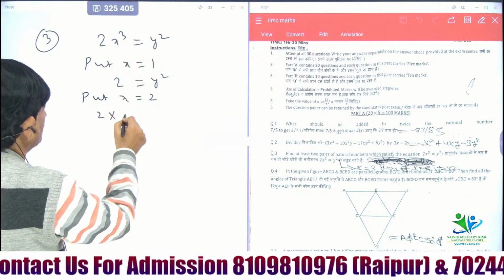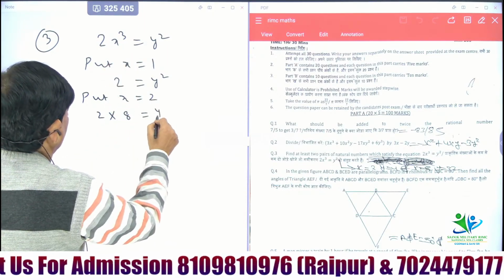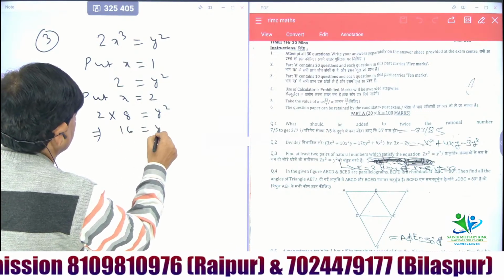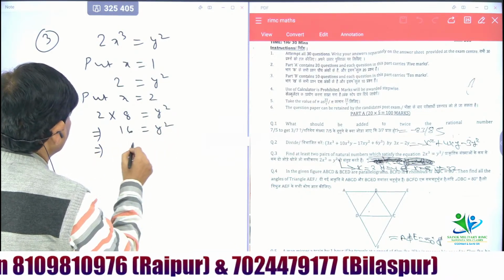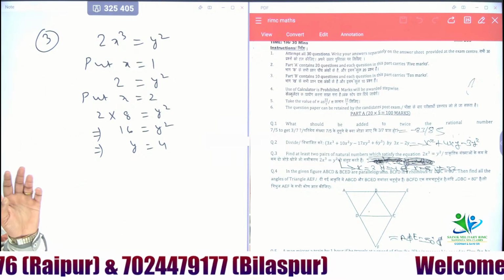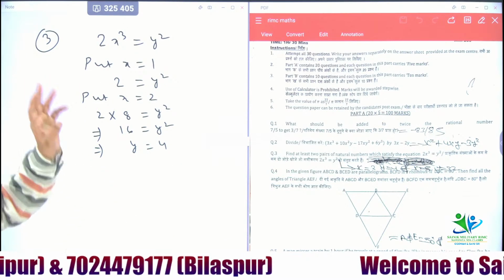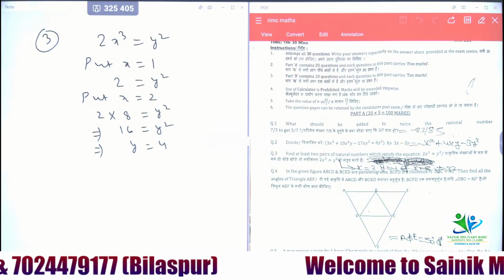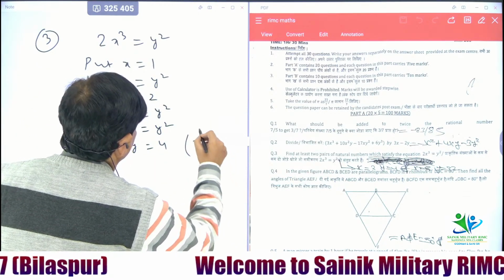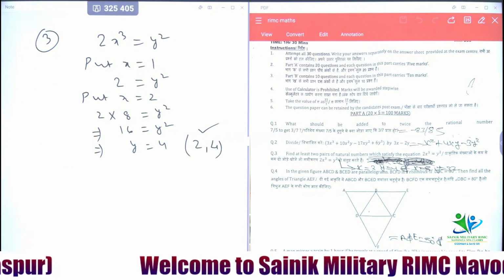2 into 2 cube, that is 8, and y square. And from here, 16 is equal to y square. And from here, you get the value of y is equal to 4. That means the first pair of natural numbers satisfying the given condition is x is equal to 2 and y is equal to 4. So the first set is this one.